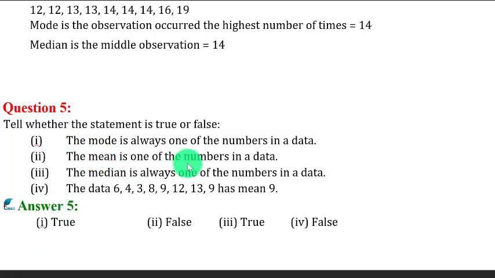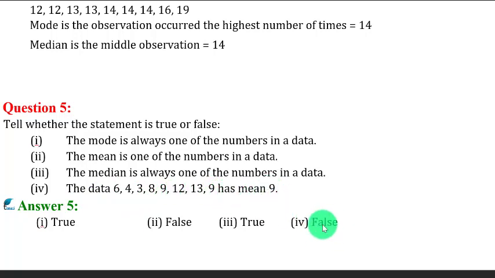The mean is one of the numbers in a data. So mean is not one of the numbers in the data, because to find the mean we use the formula: sum of the data divided by the number of items. So it is false. The third one is, the median is always one of the numbers in the data. So this is true, because median means in the given observations, the middle one. So it is true.